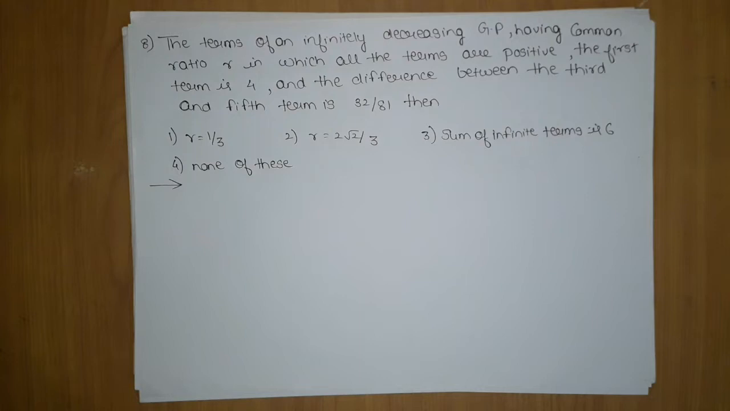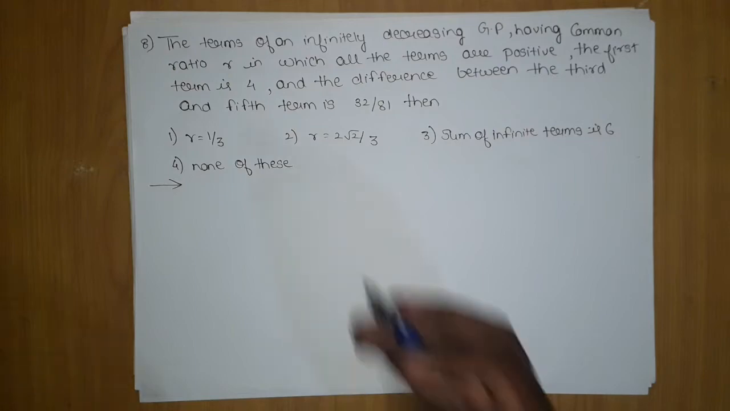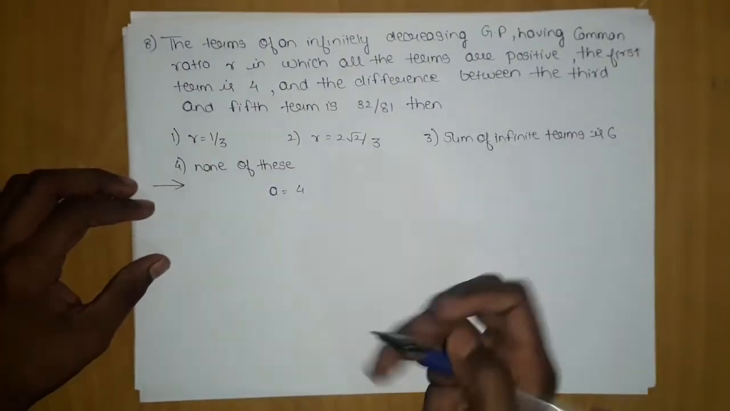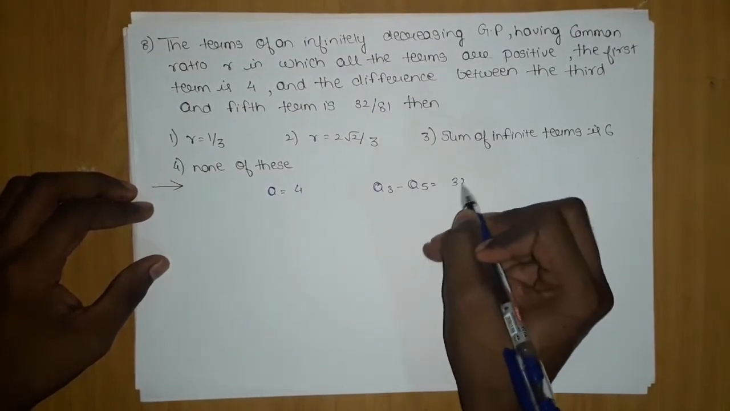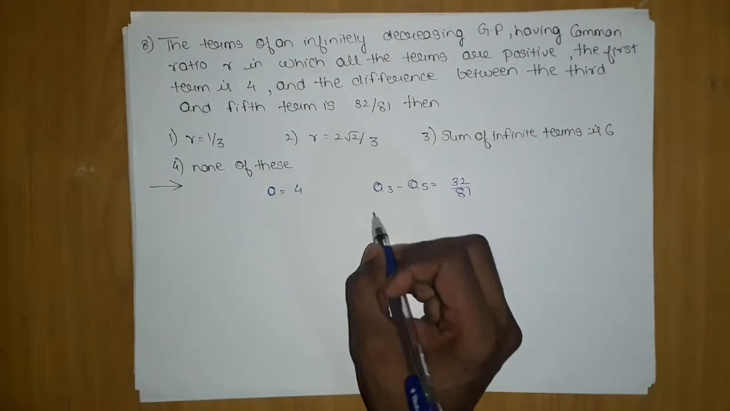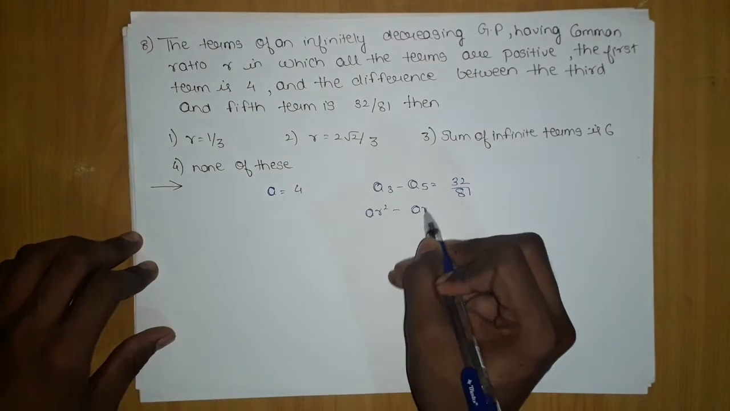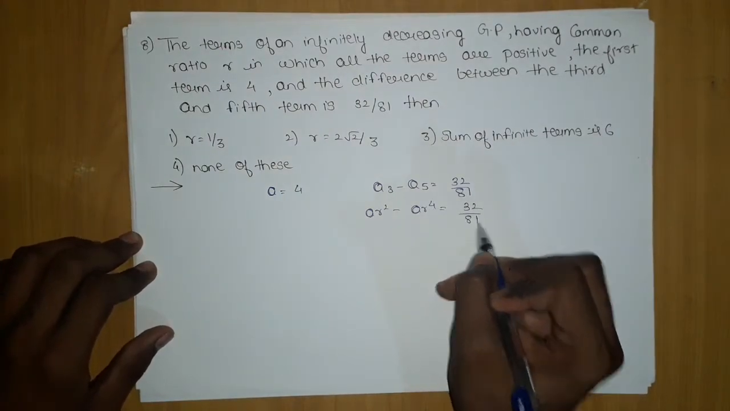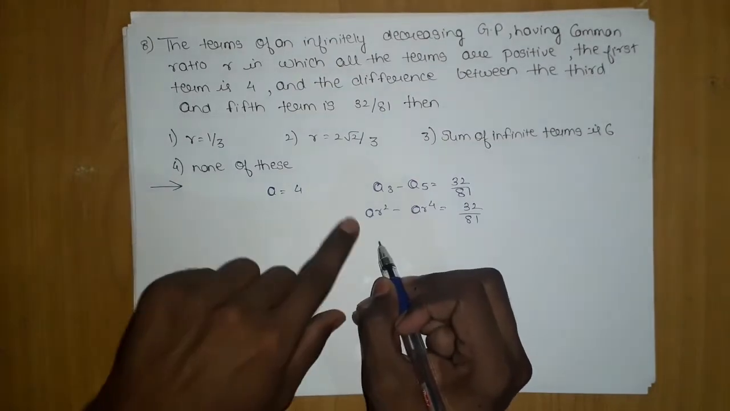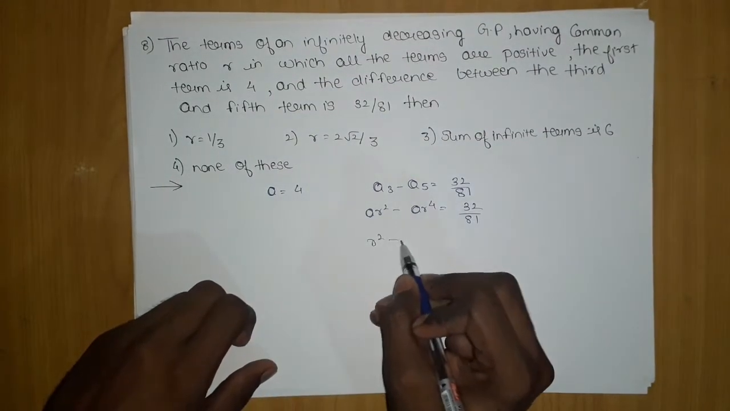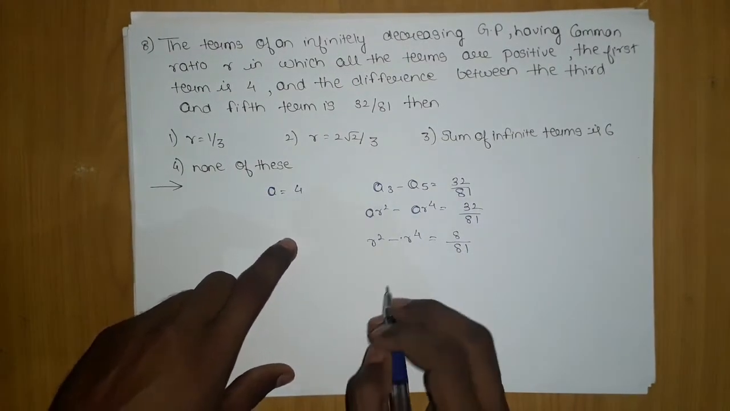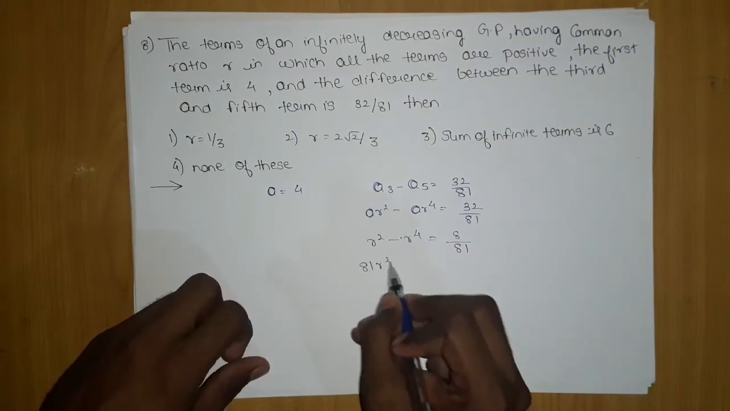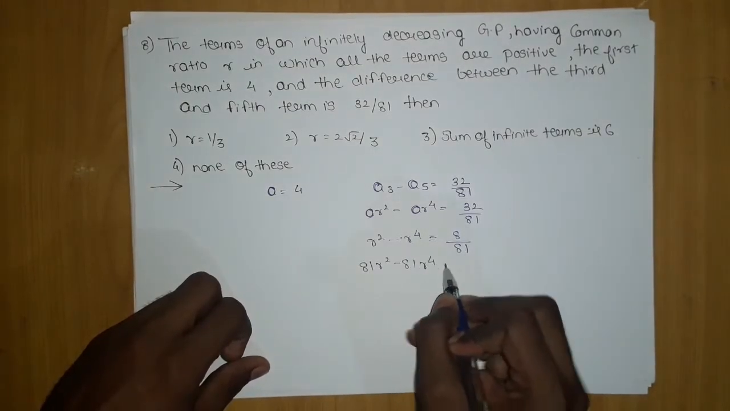Now that is quite an amazing thing, because the value is decreasing but the terms are positive. The first term is 4. So I have got the information that the first term is 4 and the difference a3 minus a5 is 32/81. In GP, I have told you how to consider terms. This will be ar square, this will be ar power 4, and this should be equal to 32/81. Now if I divide throughout by 4, because a is 4, I will be left with r square minus r power 4 equals 8 upon 81. Then we cross multiply, giving 81 r square minus 81 r power 4 is equal to 8.